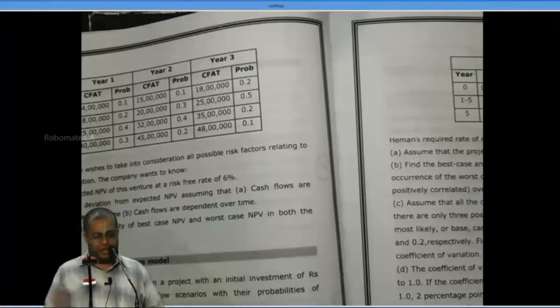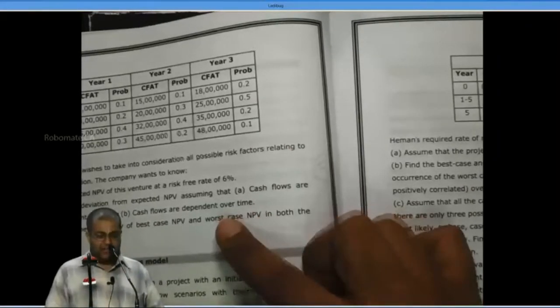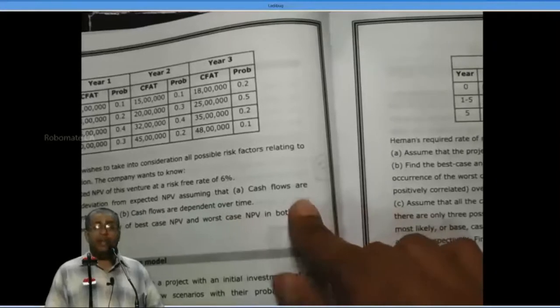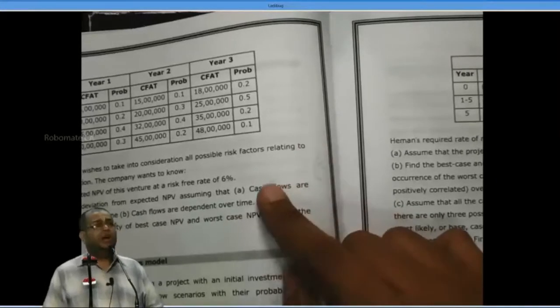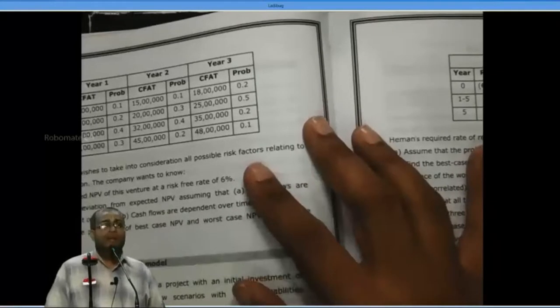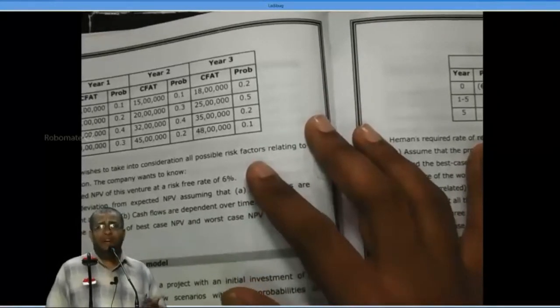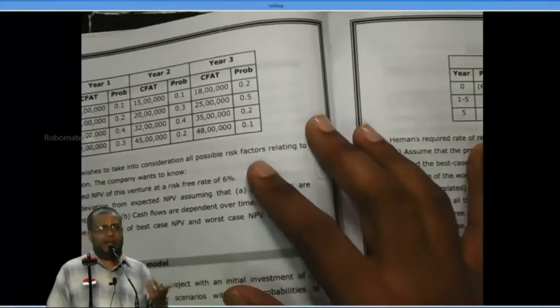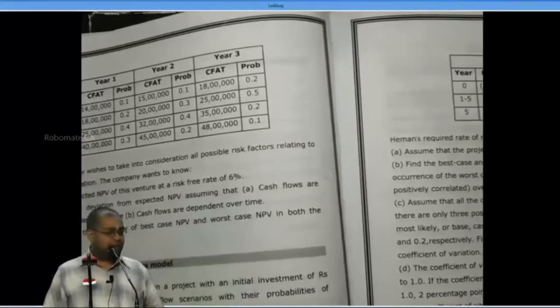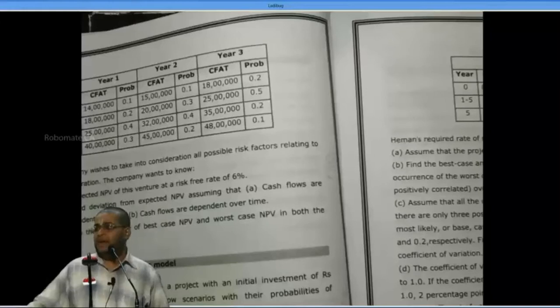Now, next is standard deviation from the expected NPV, assuming that cash flows are independent and cash flows are dependent. Tell me the answer. Discounted standard deviation, cash flows are independent. What is the answer? Discounted standard deviation squared, take the square root. Everybody, yes or no? Now, can you start doing the next calculation? Write down. Step number 6.